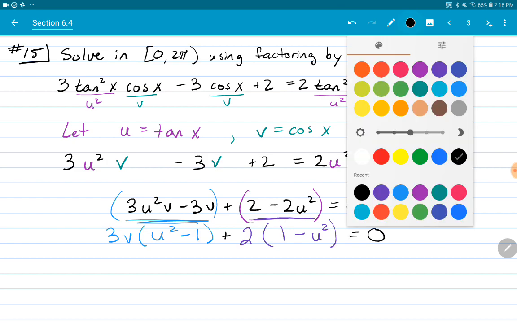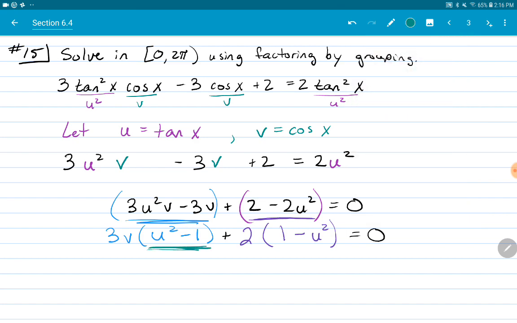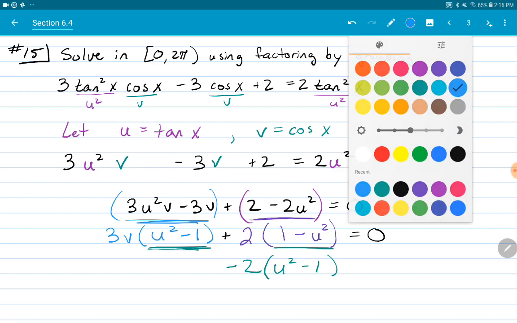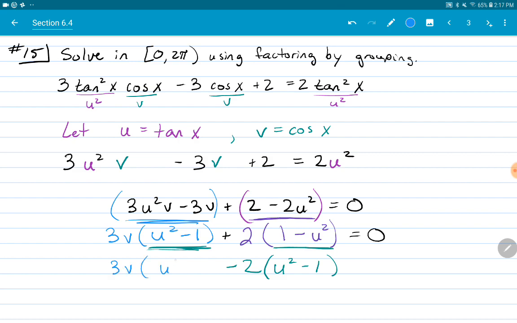The goal when I do factoring by grouping is to get the stuff that's inside the parentheses to be exactly the same. And here we're super close. The only thing we're missing is that this 1 minus u squared is the exact opposite of u squared minus 1. So if I just pull out a minus, so instead of a positive 2 in front, I put a negative 2 out in front, then I'll get negative 1 plus u squared, or I can reorder that to say u squared minus 1, so it looks like our other parenthesis. So I have 3v. I didn't change anything on this one. And I didn't change my 0 because I didn't change any values.